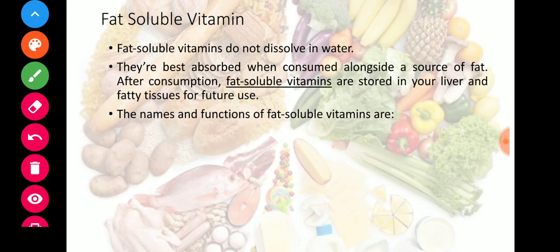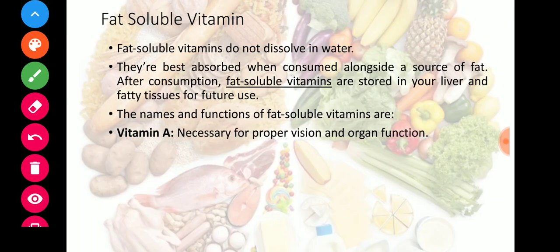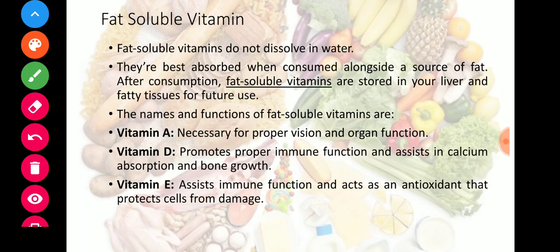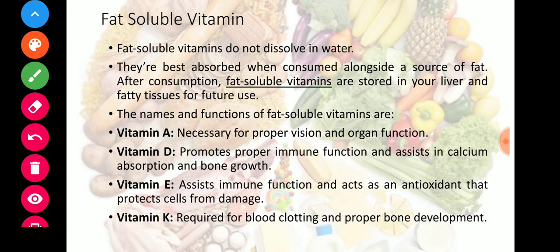Here the vitamins are: vitamin A, that is necessary for proper vision and organ function. Vitamin D promotes proper immune function and assists in calcium absorption and bone growth. Vitamin E assists immune function and acts as an antioxidant that protects cells from damage. And vitamin K is required for blood clotting and proper bone development.